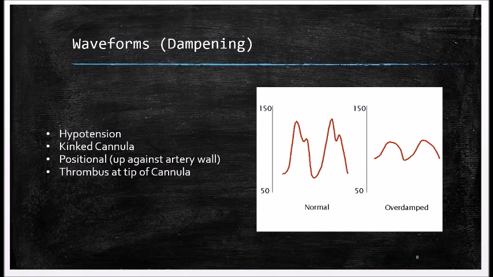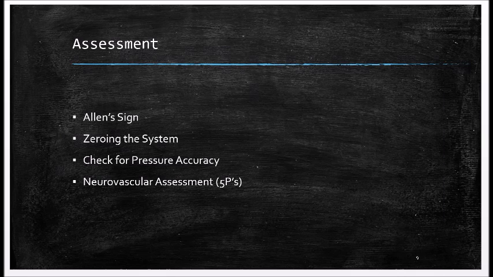Always check your patient first. Which brings us to assessment. In the assessment part, we are going to be covering the Allen's test, zeroing the system and its usefulness, checking the pressure for accuracy, and your neurovascular assessments, commonly known as your 5Ps, right?